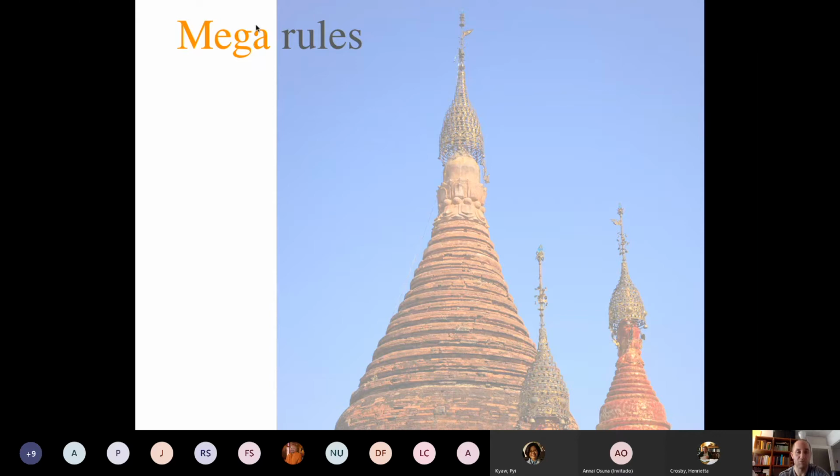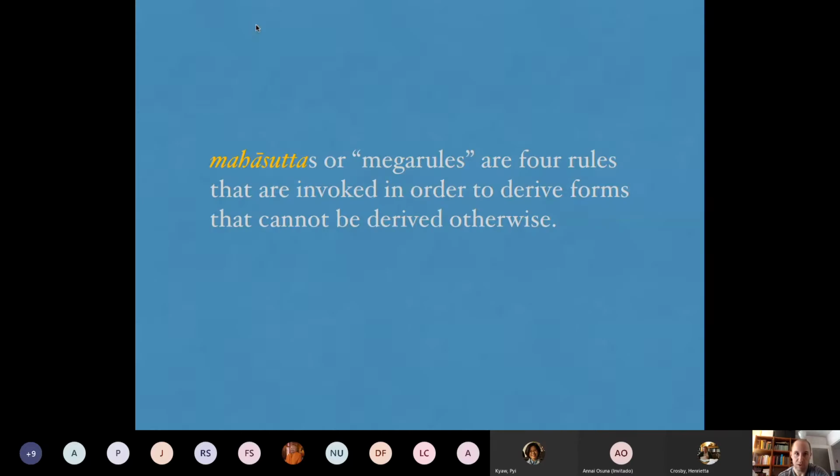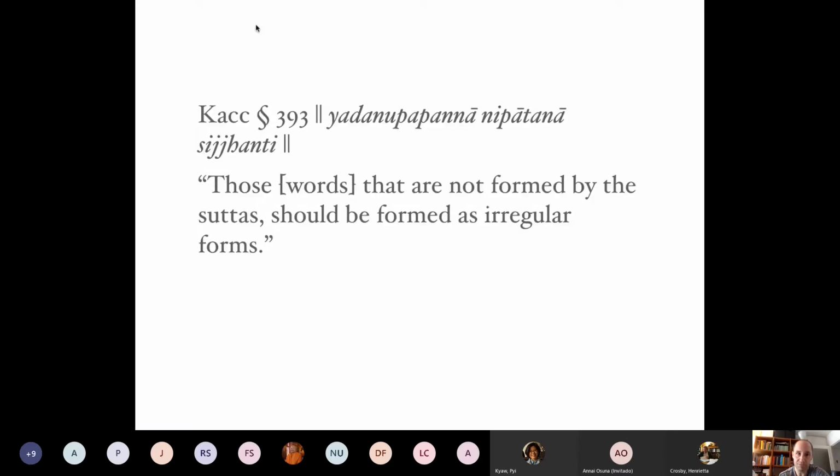Having seen some general or basic paribhāsās, now we can see the mega rules or the great rules, the Mahāsuttas. The Mahāsuttas, or mega rules, are 4 rules that are invoked in order to derive forms that cannot be derived otherwise. So basically they provide for exceptional cases. You can see that where the grammar cannot arrive, we design certain rules that can be used to explain other forms as exceptions or as irregularities.